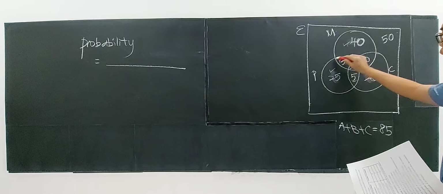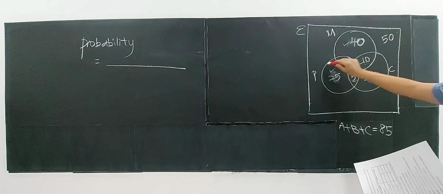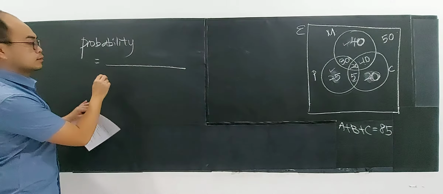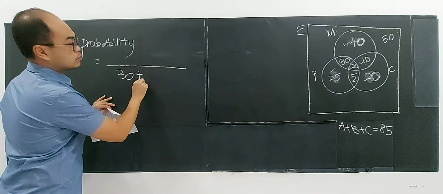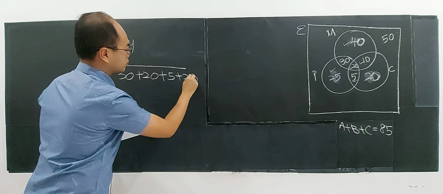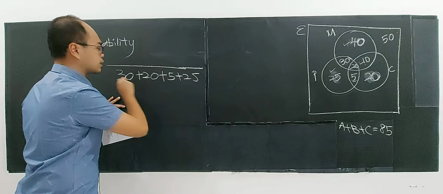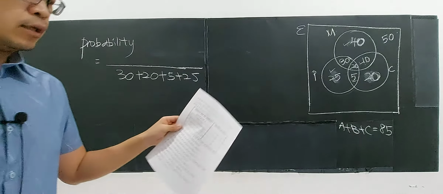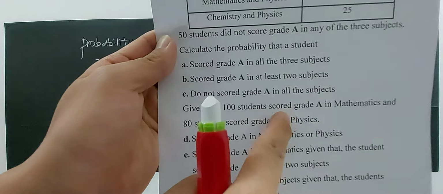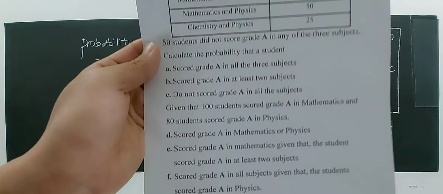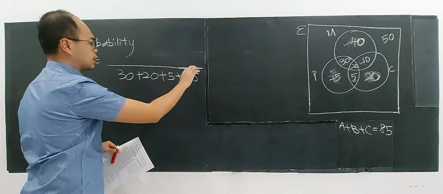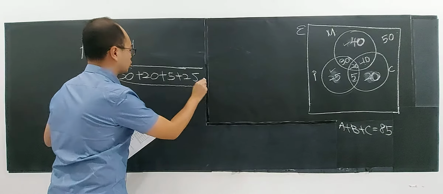We have this is the meaning here. The students score grade A in physics. This is all the total that we want. That means 30, 20, 5 and 25, right? Or you can just take this number from the question, right? You know that in total there are 80 students who score grade A in physics, right? 80 students score grade A in physics. So I write the number here to tell you that actually all of this is 80, right?